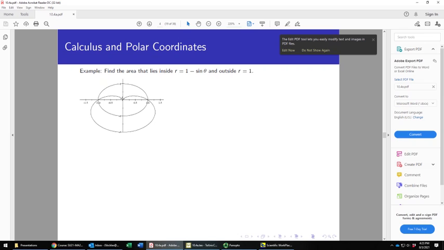So to get this area, notice if I think about shooting rays out from the origin, out from the pole, through the region, thinking about almost a second hand sweeping this out. Notice it comes out, it hits the r equals 1 curve and then hits the r equals 1 minus sine theta curve. That tells us we're going to have to subtract a couple of integrals to figure out the area.